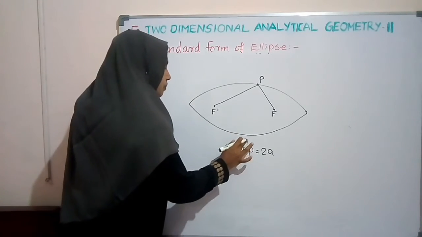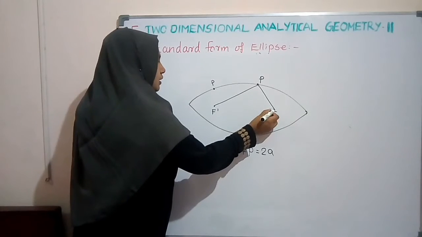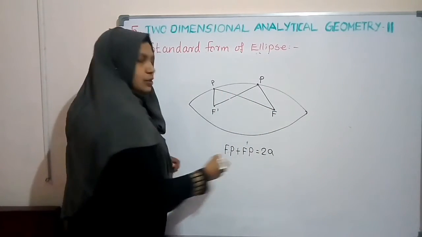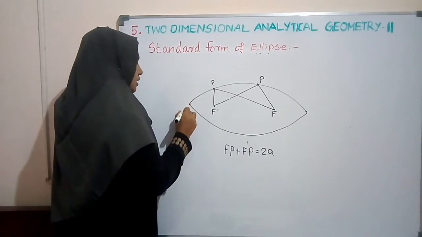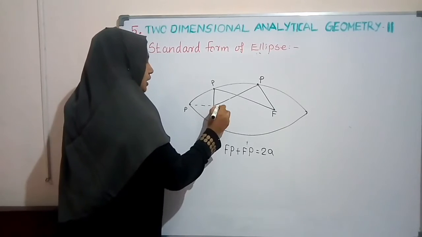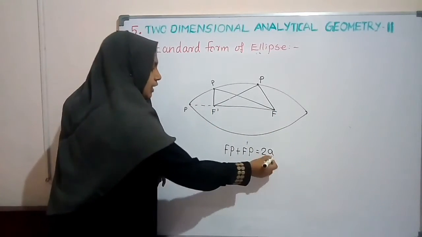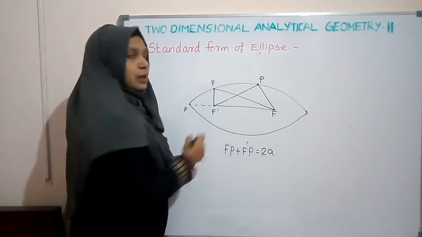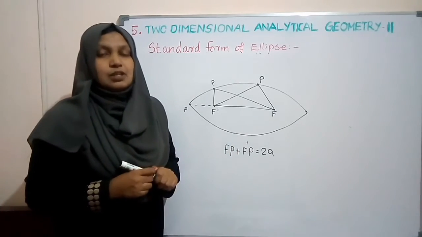This is a very important property. Suppose you consider P here, the sum of the lengths of FP and F dash P is again 2a only. Suppose you consider P is here, this is F dash P and FP. FP plus F dash P, again it is equal to 2a. Anywhere you can mark P, but the value of FP plus F dash P is always 2a.